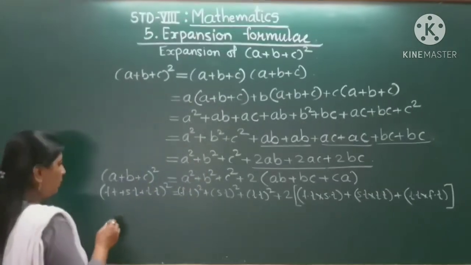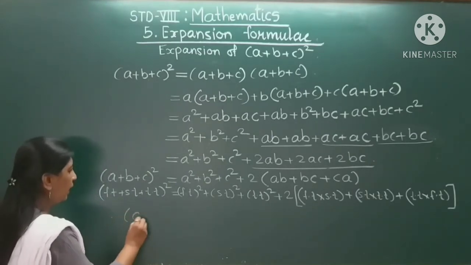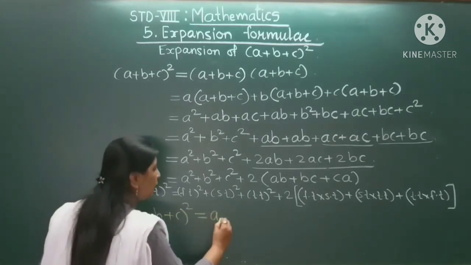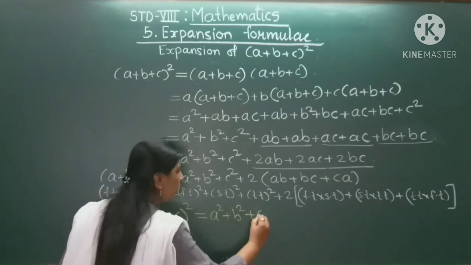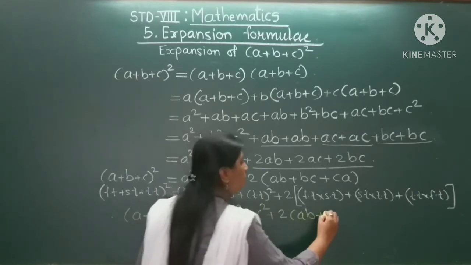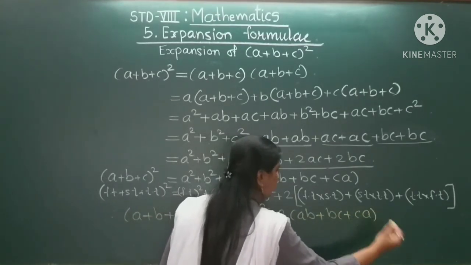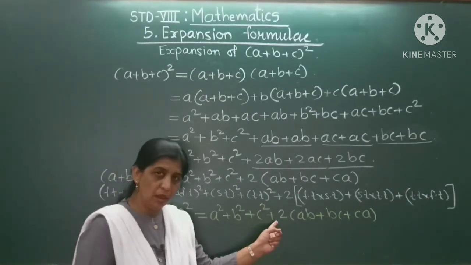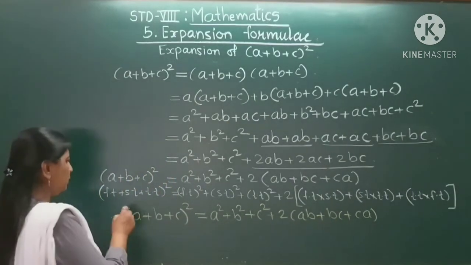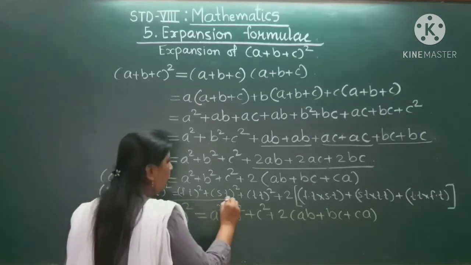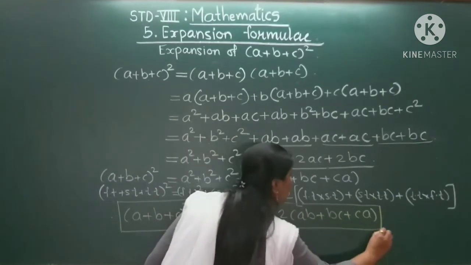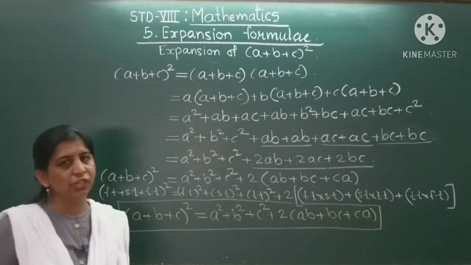Fine. Let me write down the formula in the last once again. Therefore, A plus B plus C bracket square is equal to, all the squares first, A square plus B square plus C square, plus 2 times AB plus BC plus CA. Even if you don't take 2 outside and you multiply 2AB plus 2BC plus 2CA, that is also correct. But in maths we always try to solve it in an easier way. Instead of multiplying by 2 every time, as it is common, we can take the common thing out, as we are learning about expansion formulae.